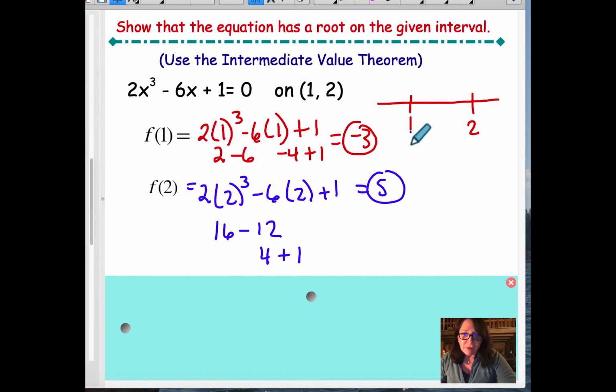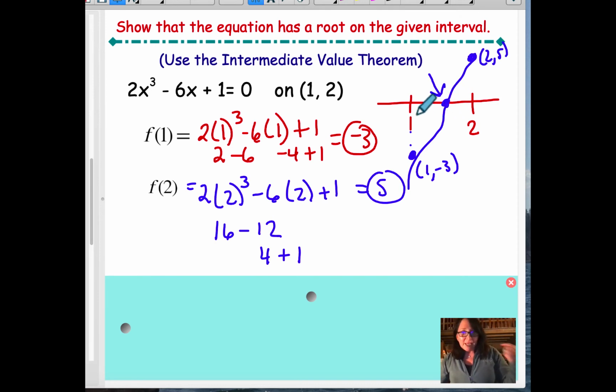So what this means is at 1, I got negative 3. So there's a point here at 1, negative 3. And at 2, I got 5. So there's a value up here. So this point is 2, 5, and this point here is 1, comma, negative 3. What that means is that my graph must cross here at 0 in between 1 and 2, because one of my answers was negative and one of my answers is positive.